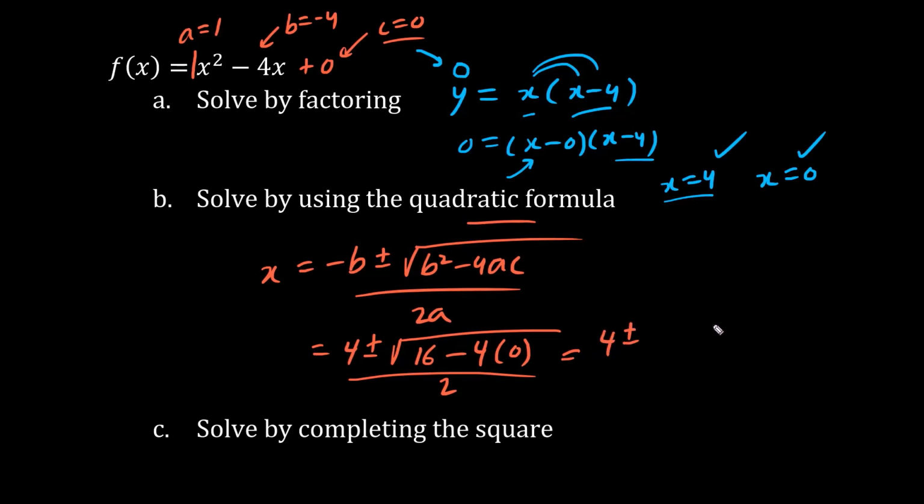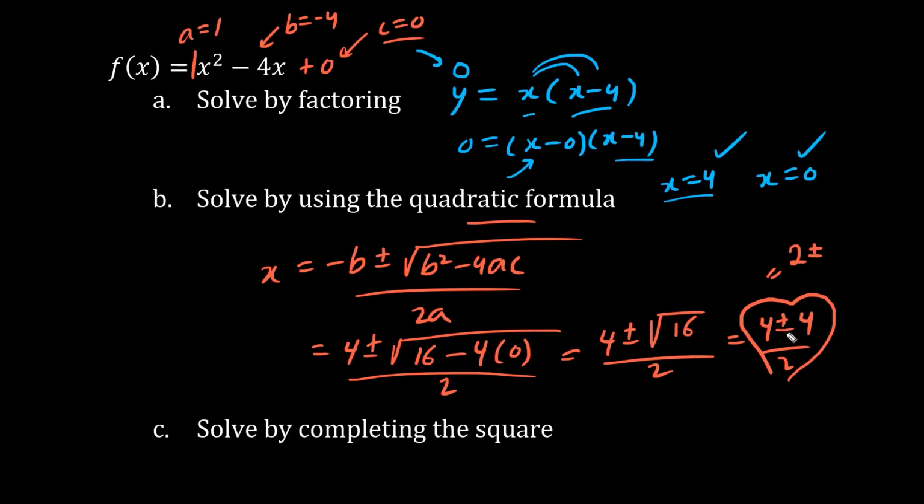So we have x equals 4 plus minus the square root of 16 minus 4 times 0, so we have just 16, and 4 plus minus root 16 is just 4 divided by 2, and we can split this into two fractions. 4 divided by 2 is 2, plus minus 4 divided by 2 is 2. So 2 plus 2, one possible answer is 4, and then 2 minus 2, the other possible answer is 0. We get the same result as before.